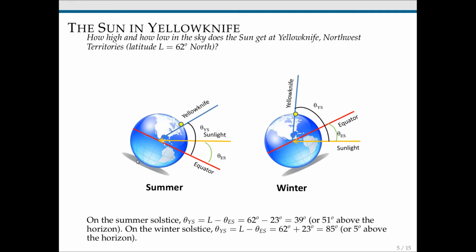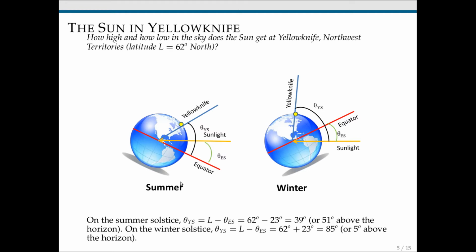On the left is the diagram during the summer solstice, when the Sun has the most positive declination, while on the right is the winter solstice, when the Sun has the most negative declination. These will be the extrema of the Sun's position on the Yellowknife sky, and if you don't believe me, try drawing the Earth-Sun system, this diagram basically, at other times of the year.